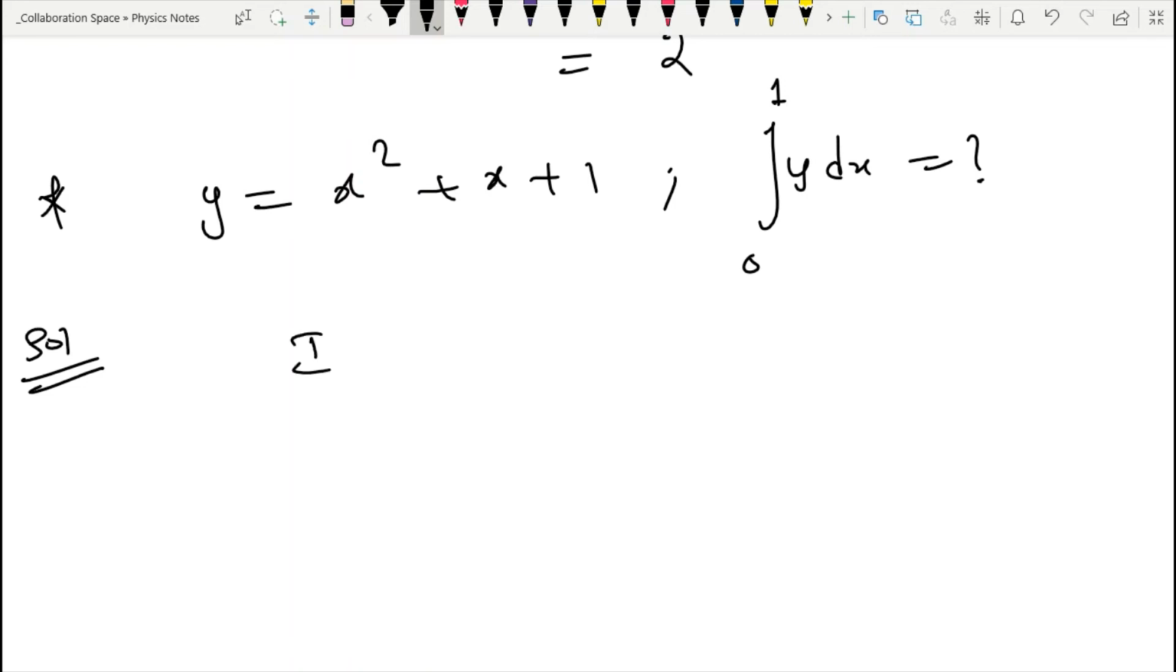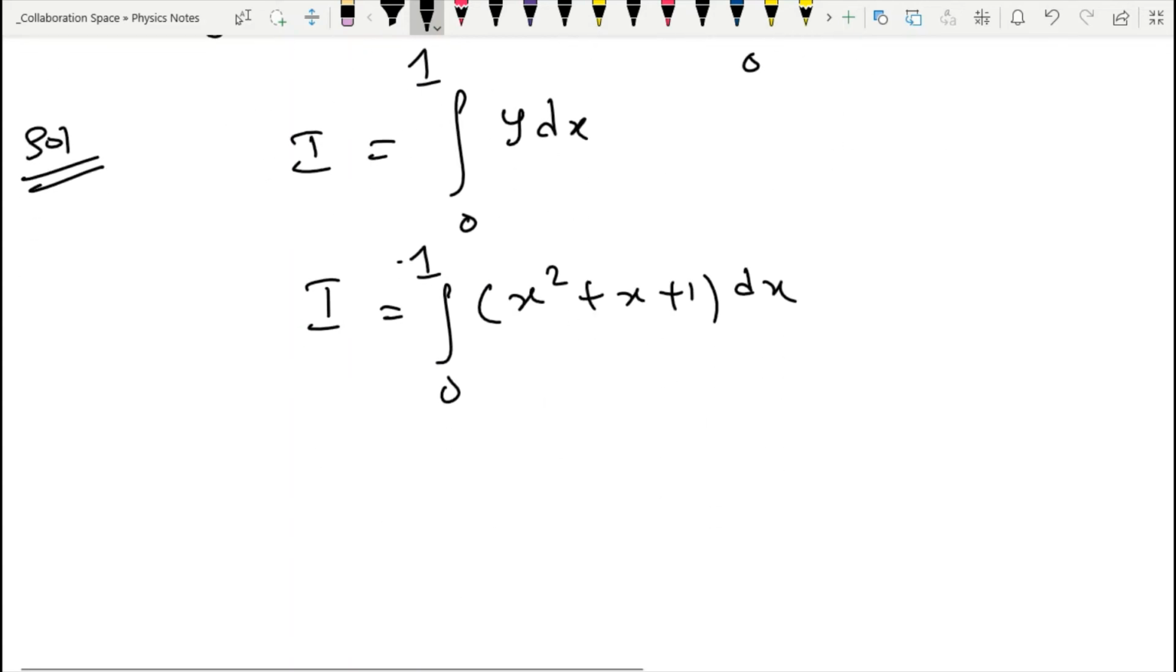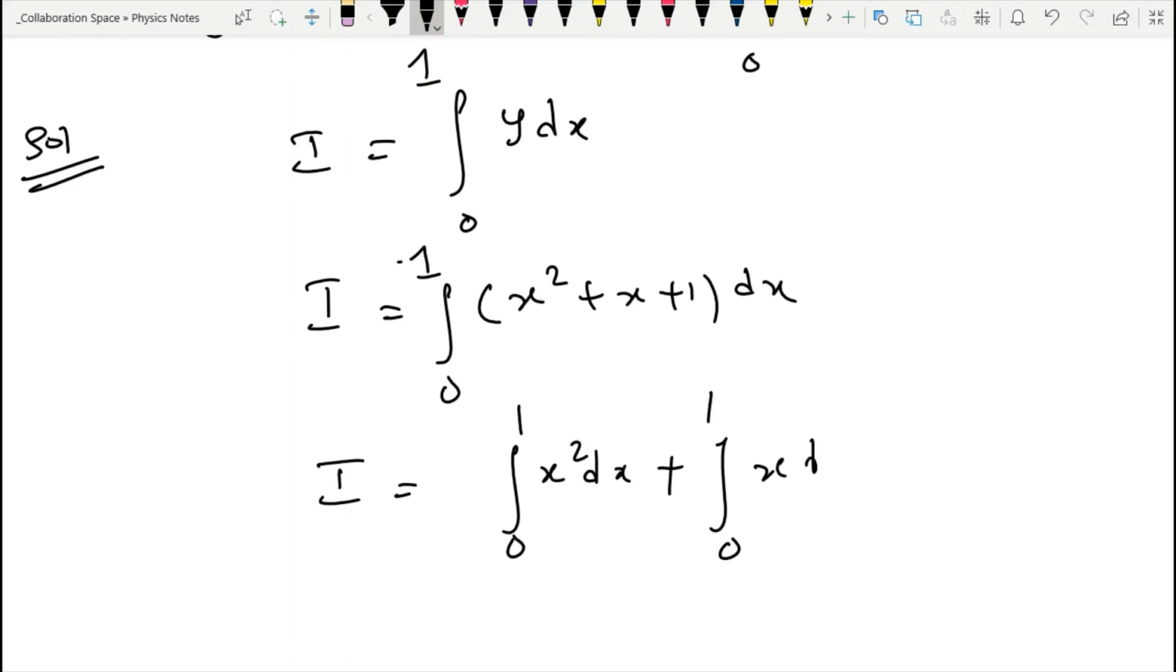So you can take that integration like this: I is equal to integration 0 to 1 y dx. I is equal to integration 0 to 1, y means x square plus x plus 1, into dx. So you can apply that integration inside: integration 0 to 1 x square dx plus integration 0 to 1 x dx plus integration 0 to 1 dx.